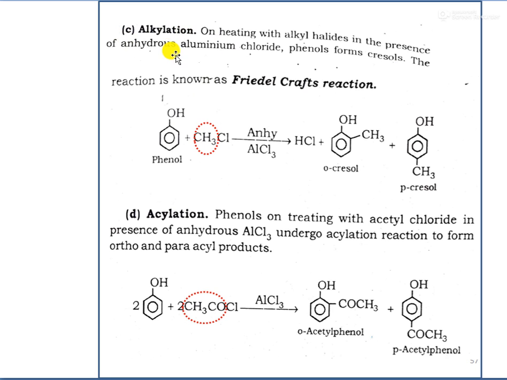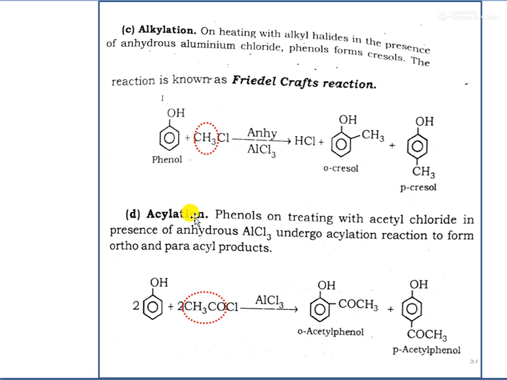So in your text there is an alkylation reaction of phenol, in which CH3Cl reacts with phenol in anhydrous AlCl3. You get this alkyl group substituted at the ortho or para positions, and you get ortho-cresol and para-cresol.